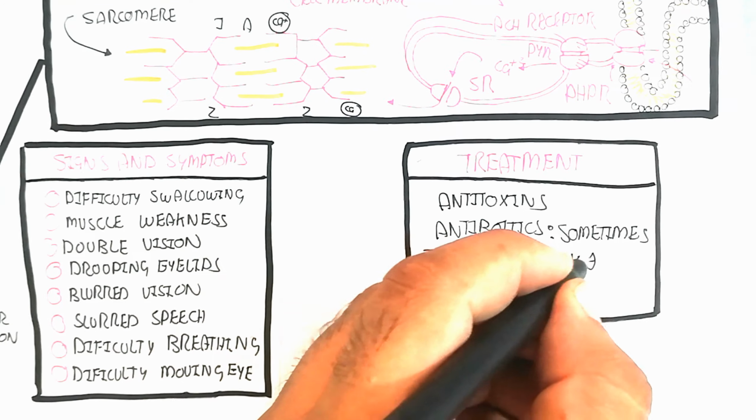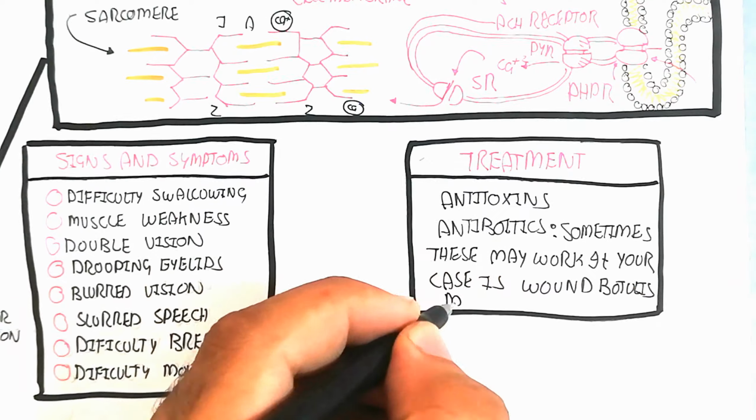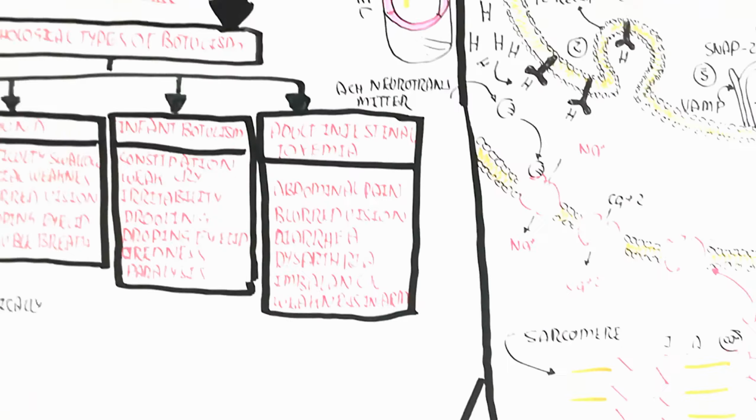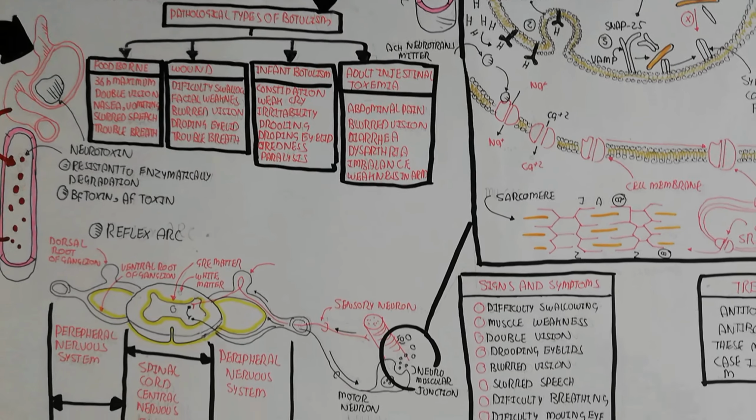It drastically decreases the function of muscle. The treatment is antitoxins and antibiotics. Sometimes this may work, as in the case of wound botulism.